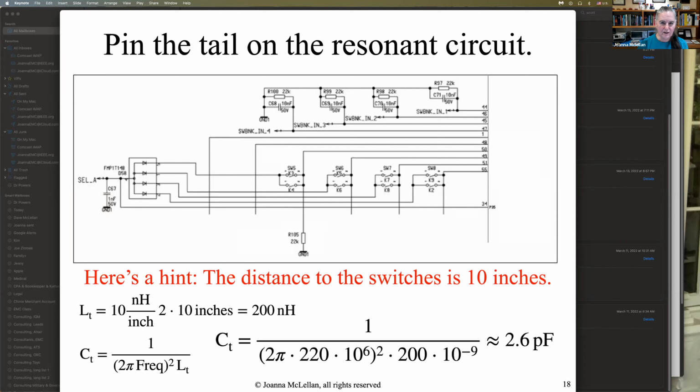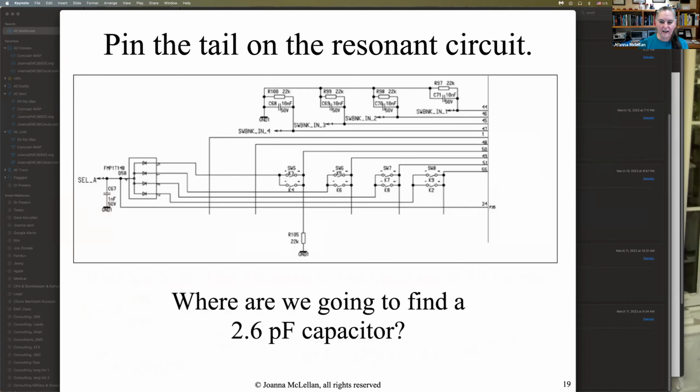And here again, we ask ourselves, what capacitance do we need to resonate out that 200 nanohenries of inductance at 220 megahertz? Well, the answer is that you need a 2.6 picofarad capacitor to resonate out that inductance. So where are we going to find a 2.6 picofarad capacitor in this circuit? Anyone want to venture a guess? No?